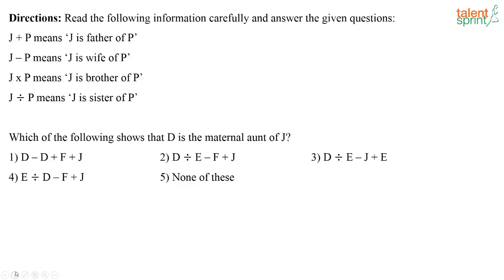Okay. Now, what is the question here? Which of the following shows that D is the maternal aunt of J? Now, the first option is definitely wrong. They have given 2 Ds here, right? So, that option is definitely wrong. You have 3 options left. Now, D is the maternal aunt of J. That means D has to be a female. So, D has to be a female. Let us see in which of these options D is a female.